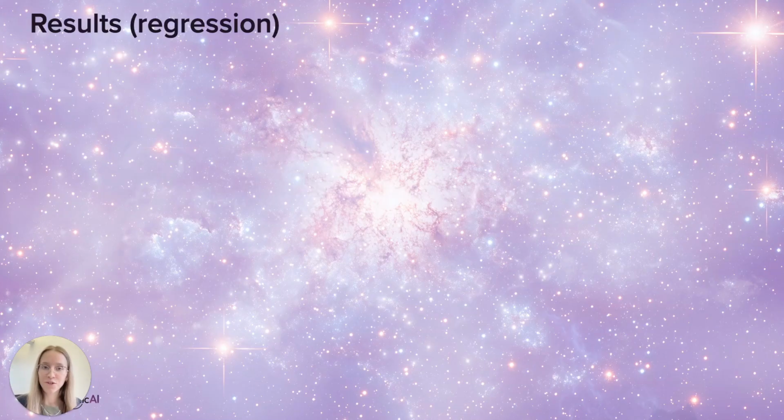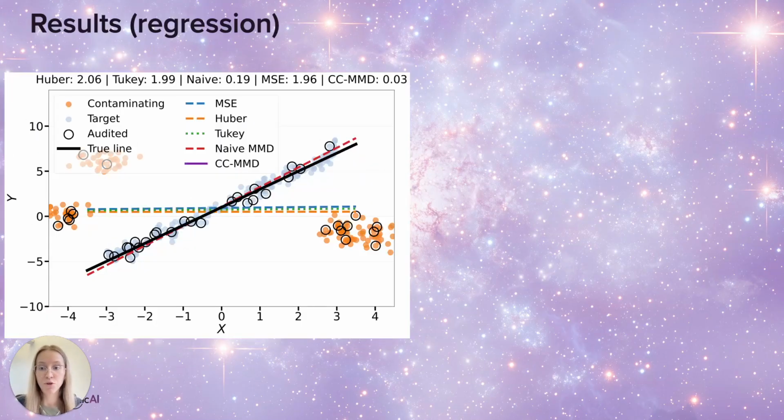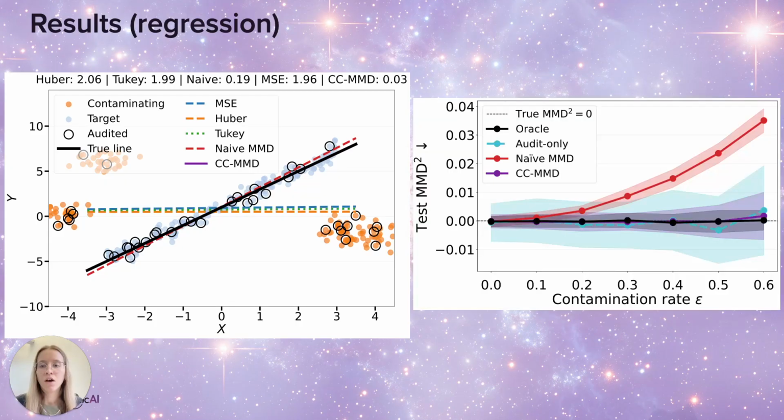So let's talk about the results. On the regression example, the results show that CCMMD aligns perfectly with the true regression line, while the competitors struggle. On the right-hand side, we can see that performance also doesn't deteriorate with increasing contamination rate.